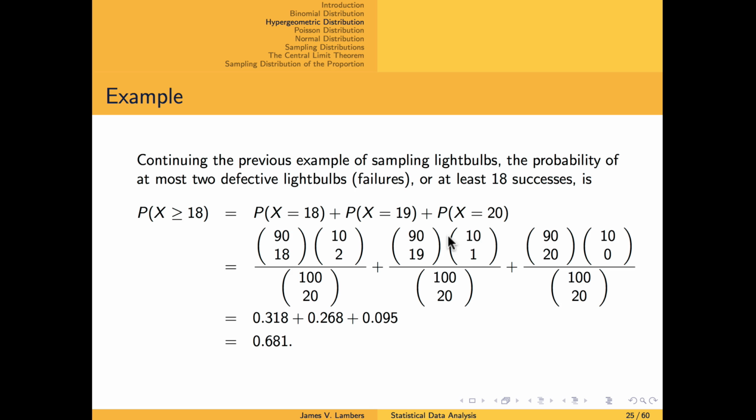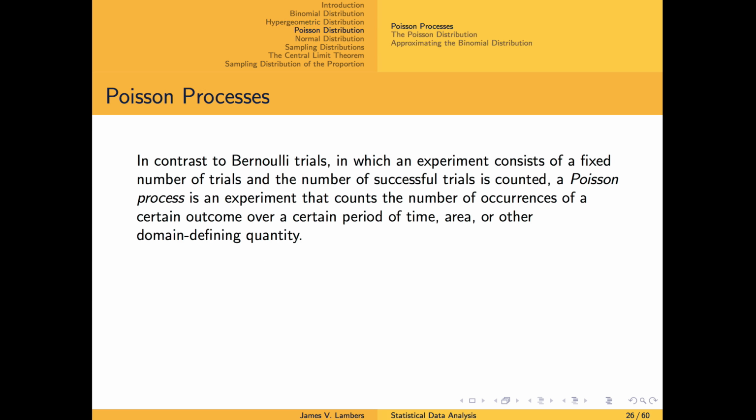This is the same as the probability that either 18, 19, or 20 light bulbs are working. Because each of these 3 outcomes are mutually exclusive of the others, we can simply compute these probabilities using a formula from a previous slide, and then add them up. We find that the probability of at most 2 defective light bulbs is rather high, because 90% of the light bulbs are working. We now turn to our next distribution, the Poisson distribution.